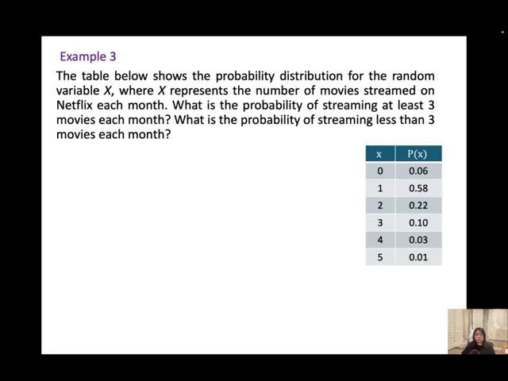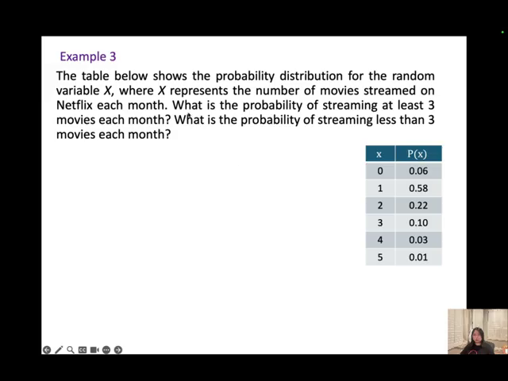Example 3. The table below shows the probability distribution for the random variable X, where X represents the number of movies streamed on Netflix each month. What is the probability of streaming at least 3 movies each month? And what is the probability of streaming less than 3 movies each month? Let's double check. Even though they've given this as a probability distribution, each probability is between 0 and 1, they add up to 1, and x is a numerical outcome. So this is good, right?